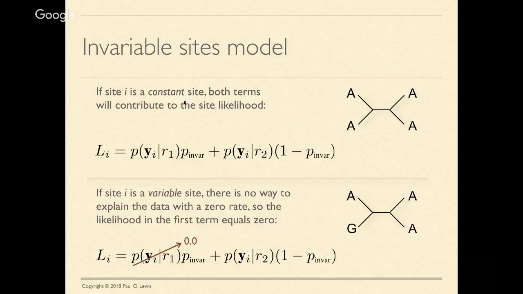So if a site is constant, that means all the tips have the same state, and both terms will contribute to the likelihood, because it's possible to explain this with a site that's evolving at rate 0, because everything is the same at the tips. But for variable sites, you don't even have to calculate this likelihood because you know that it's got to be 0. You can't have a change along the tree if the substitution rate is 0, and that's what R1 is in this case. We only have to calculate the likelihood assuming the site is variable, and multiply by the probability of being variable to get the likelihood for the variable sites.